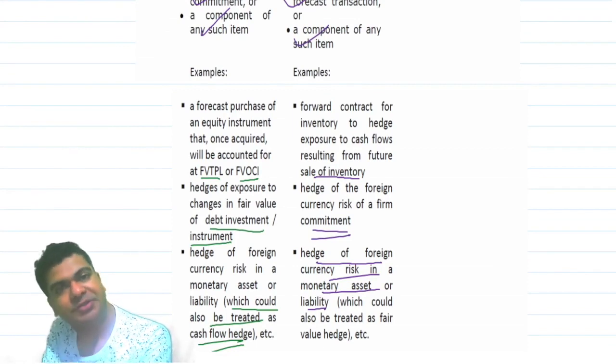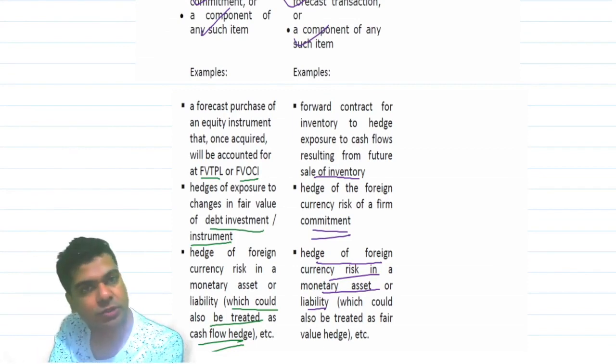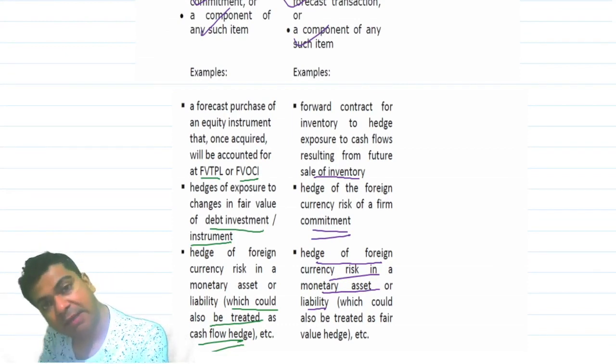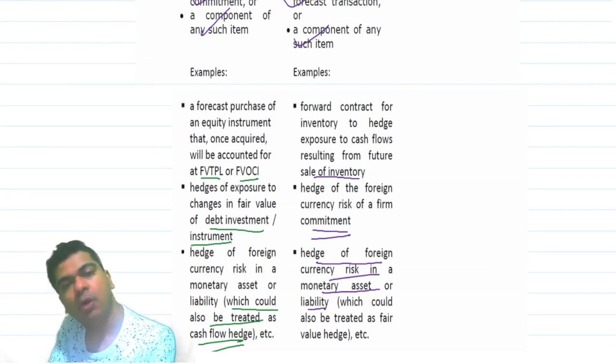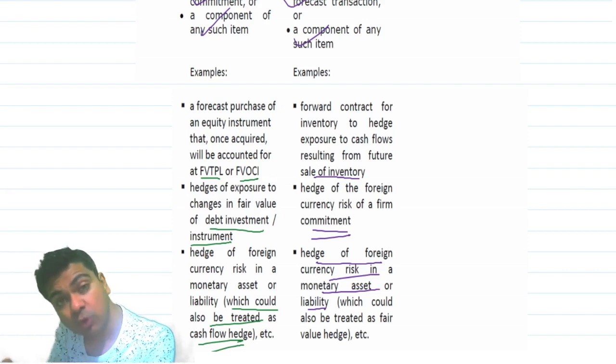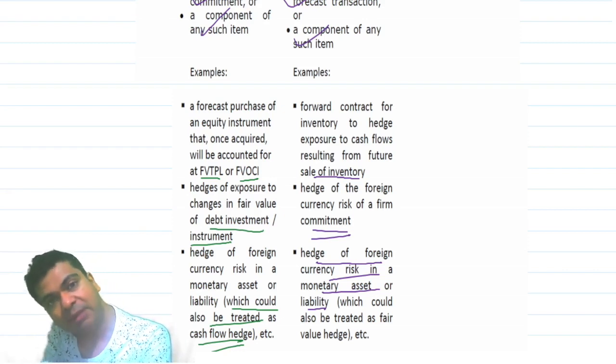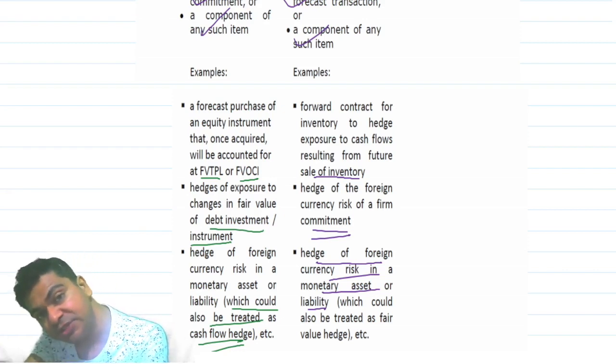So wherever your concern is more about the cash flows, we will consider that as a cash flow hedge. For example, you have already decided that so and so amount of so and so quantity of the raw material is to be purchased, but it is to be purchased in future.